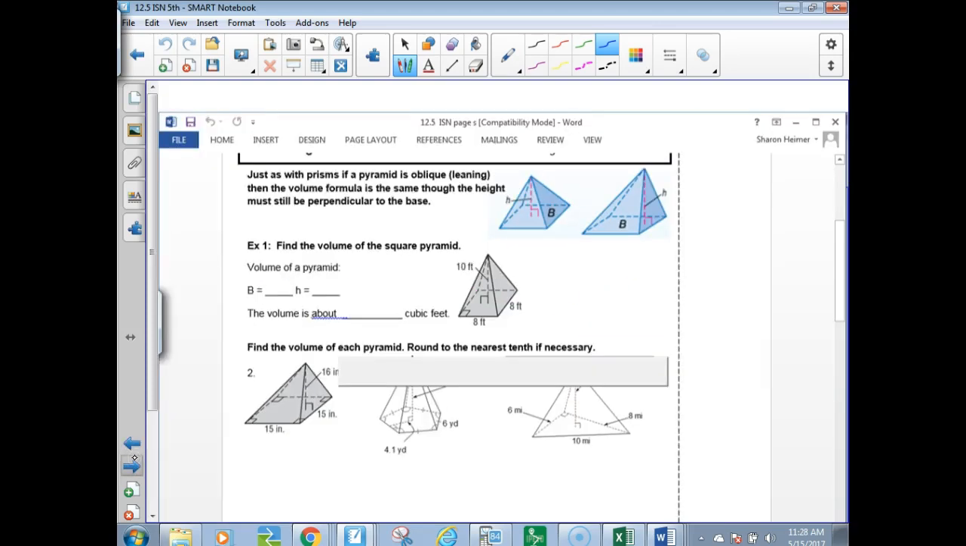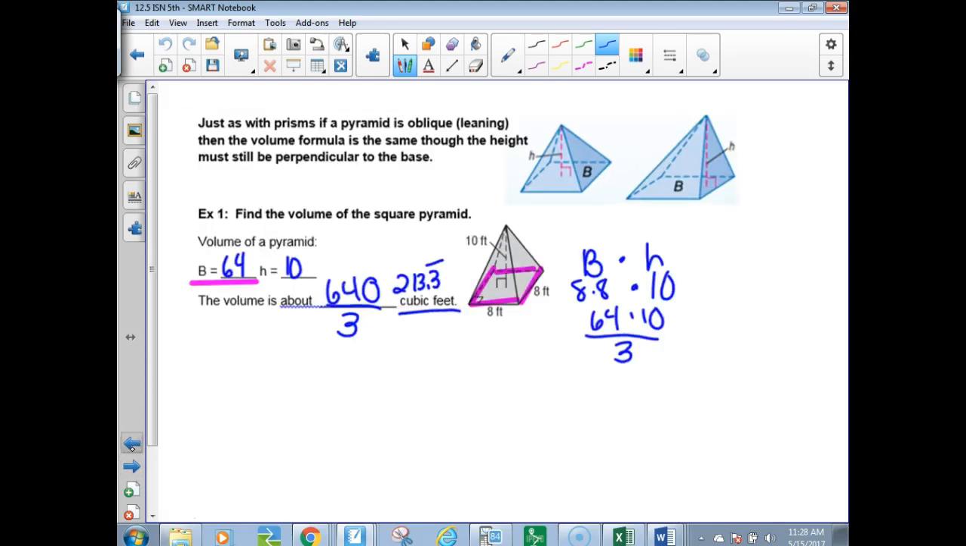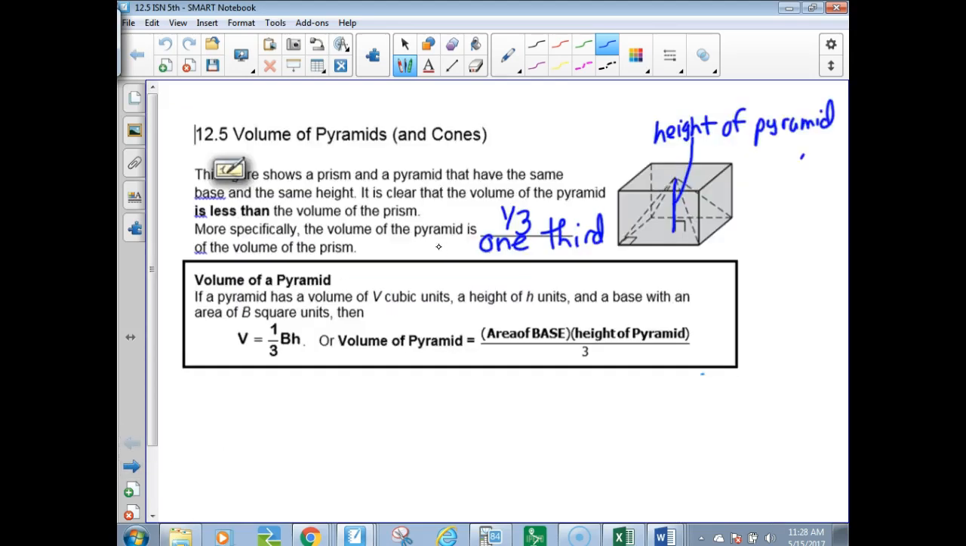All right, you guys getting that page now? Just note the volume of the pyramid is 1/3 the volume of the prism with the same area of base and height. And your big ISN packet, you just stick it there.